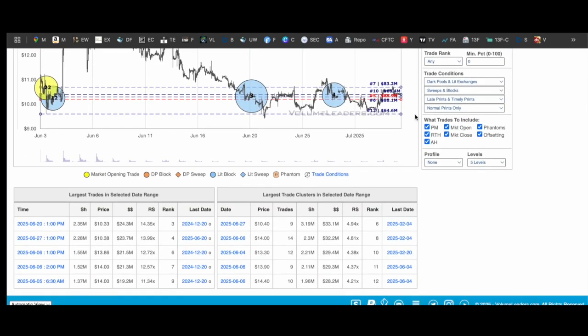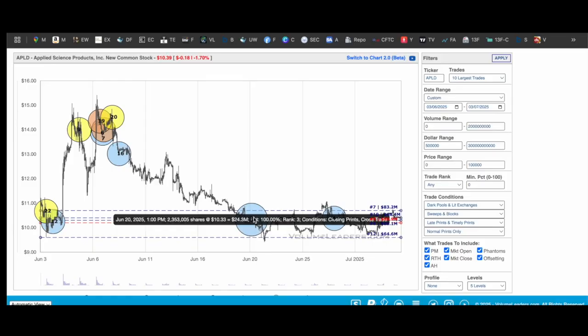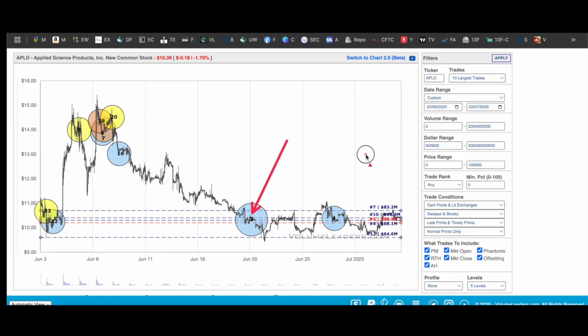What else I wanted to look at here? In terms of large orders, June 20th, so 23 million shares at $10.33. And then I'm seeing number 4 at $10.38, that was June 27th. As long as stock stays at these levels, I would consider these two large orders as possible accumulation. I don't know, but these were for sure profit taking right there.